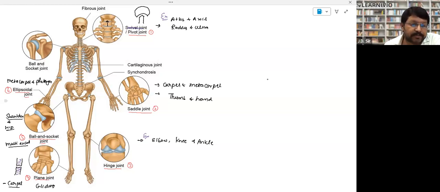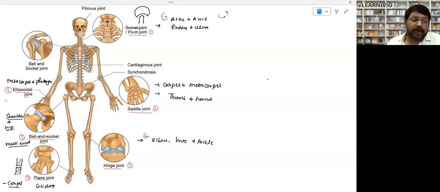First is the pivot joint. Here the movement takes place in this way. There is a single axis, and on this axis something is rotating. Examples: atlas and axis. Atlas is the head bone, and axis is the backbone. Also radius and ulna. So you have to note down the examples.